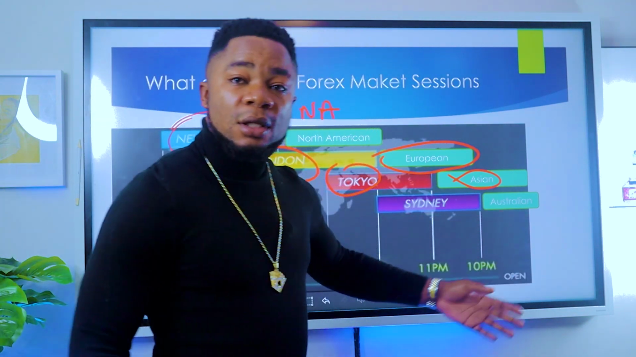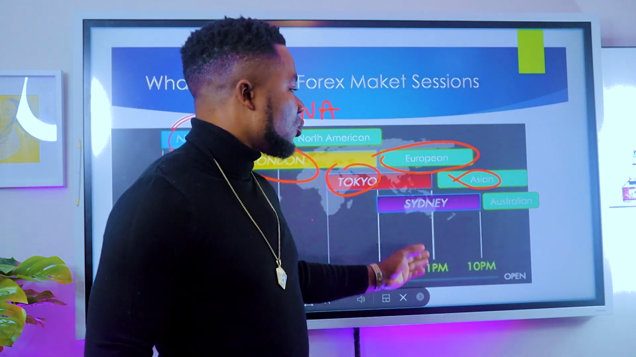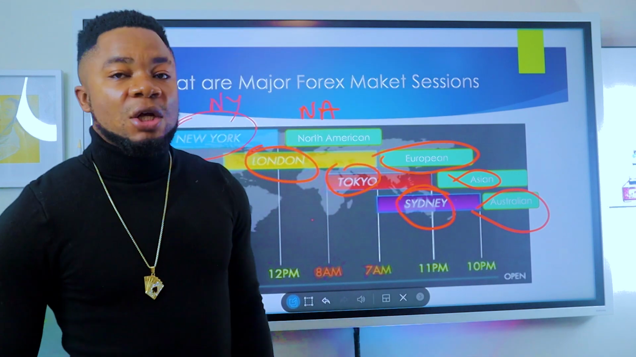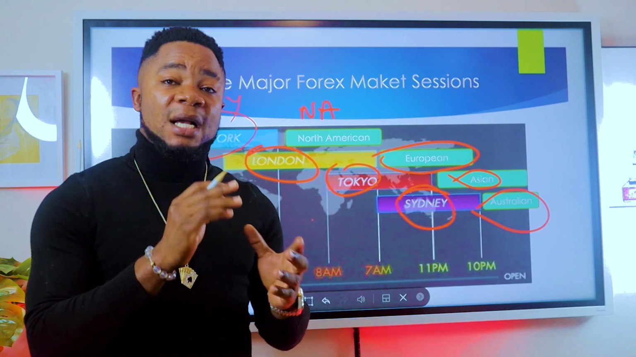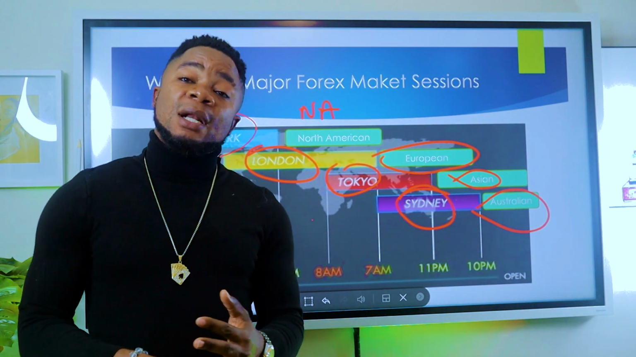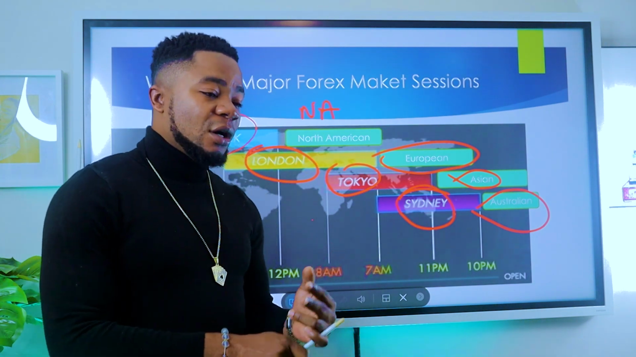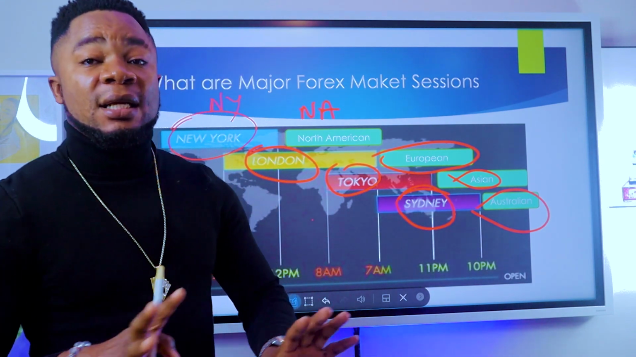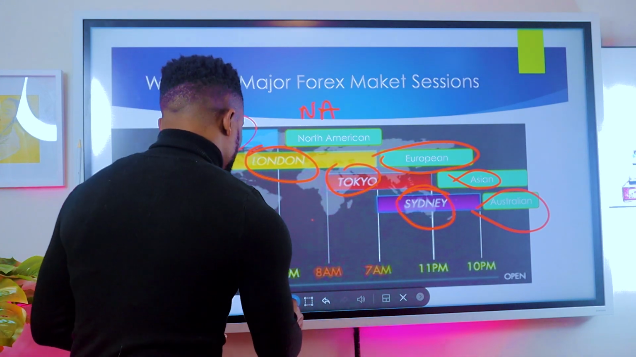Then in the Australian session, obviously Sydney is the capital of Australia, so you have the Sydney or the Australian session. So those are the 4 major market sessions which we have in forex: the New York or the North American session, the London or the European session, the Tokyo or the Asian session, and the Sydney or the Australian session. That is all you have to note down on this particular slide when it comes to forex market sessions.